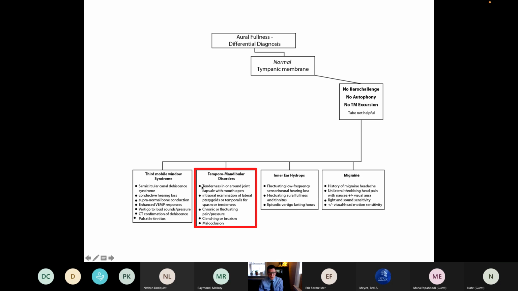They may have tenderness in and around the joint capsule. I always will do an intraoral exam, and I'll just show you how I was taught to do this. But they may just have a sensation of fullness or pressure, and muscle tightness can cause the sensation of fullness in the ear.